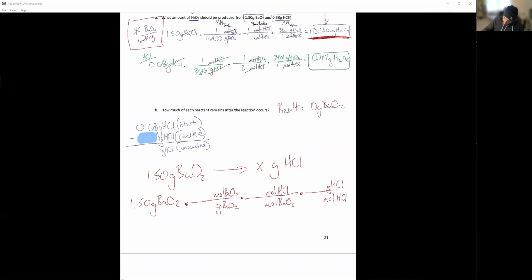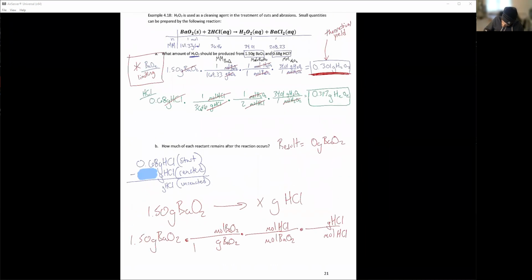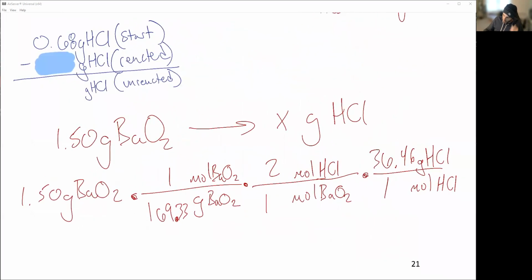So going back to my table, barium oxide is 169.33 grams for 1 mole. 2 moles of HCl for every 1 barium oxide. 1 mole of HCl is equivalent to 36.46 grams of HCl. So there we go.